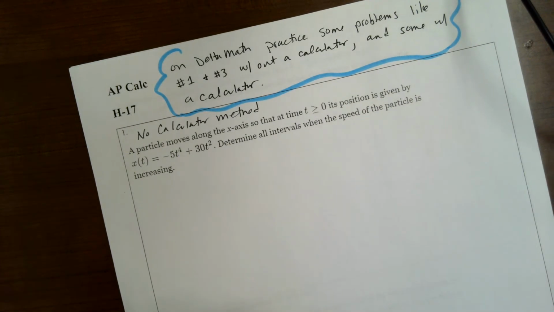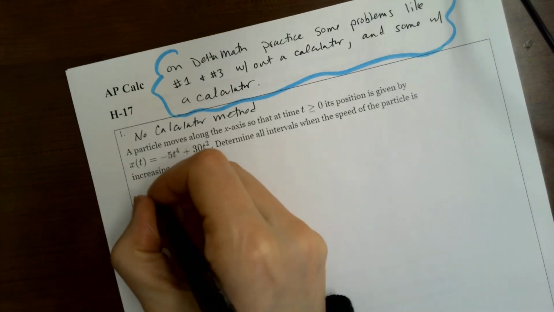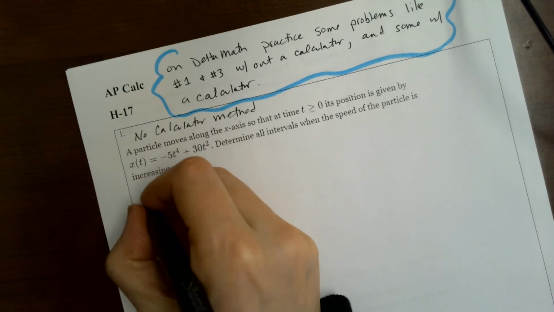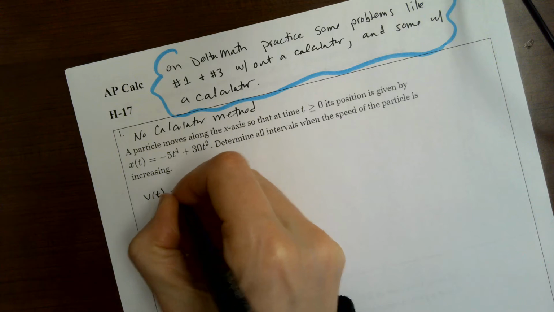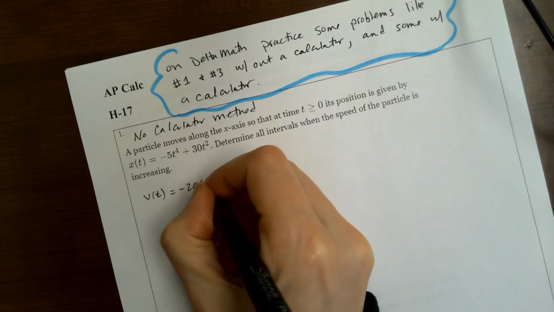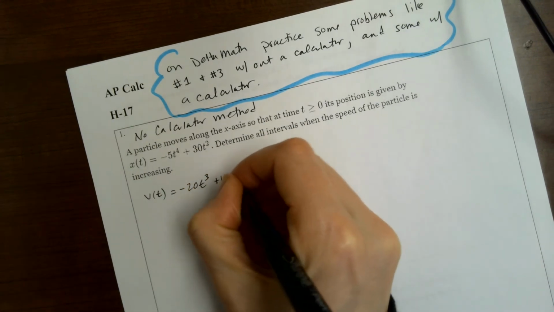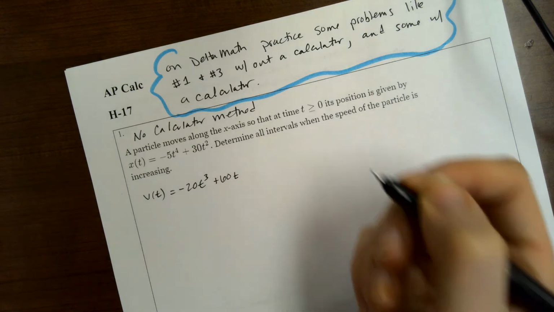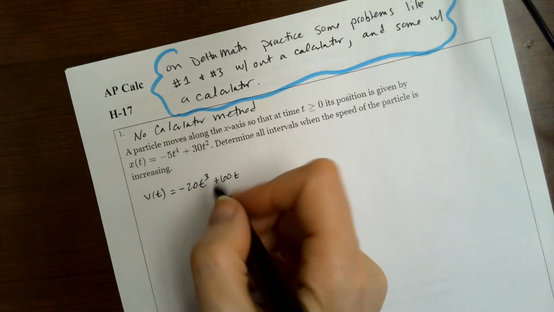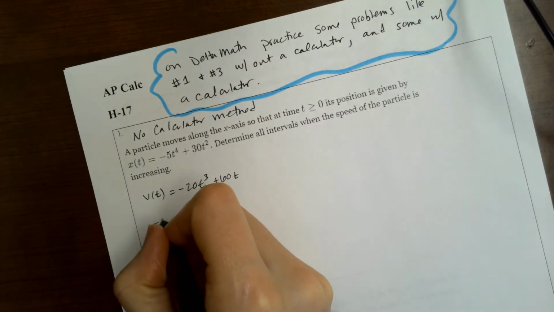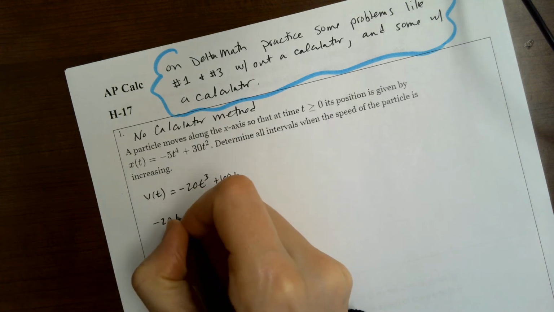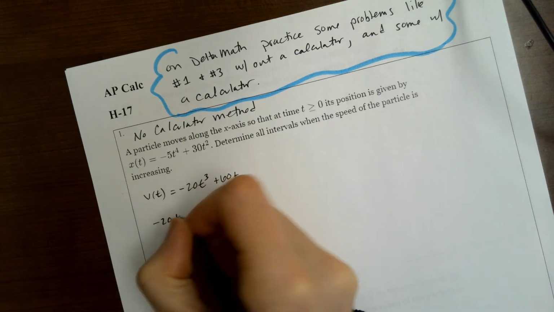So velocity. So I'll go v of t, that's the first derivative, negative 20 plus 60 t squared. Okay, and then I'm going to factor it to find the critical numbers and to get ready for my sign tests.